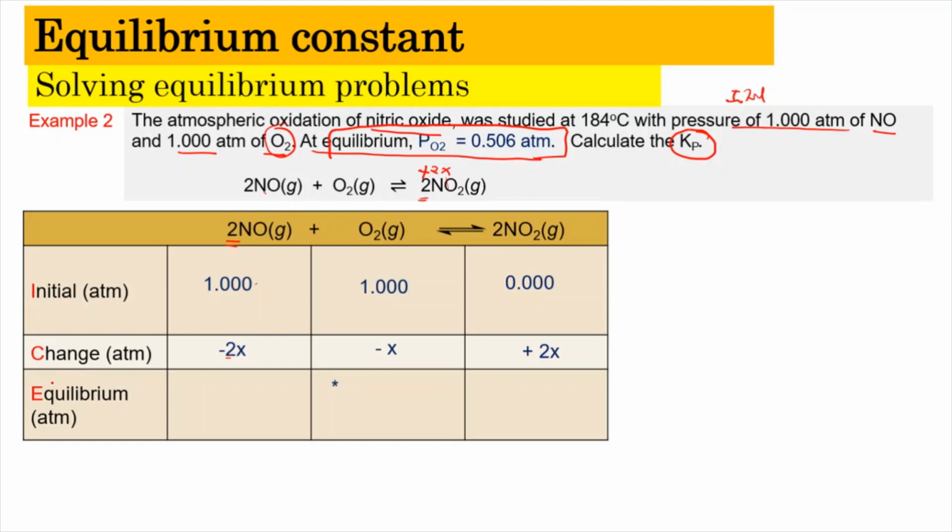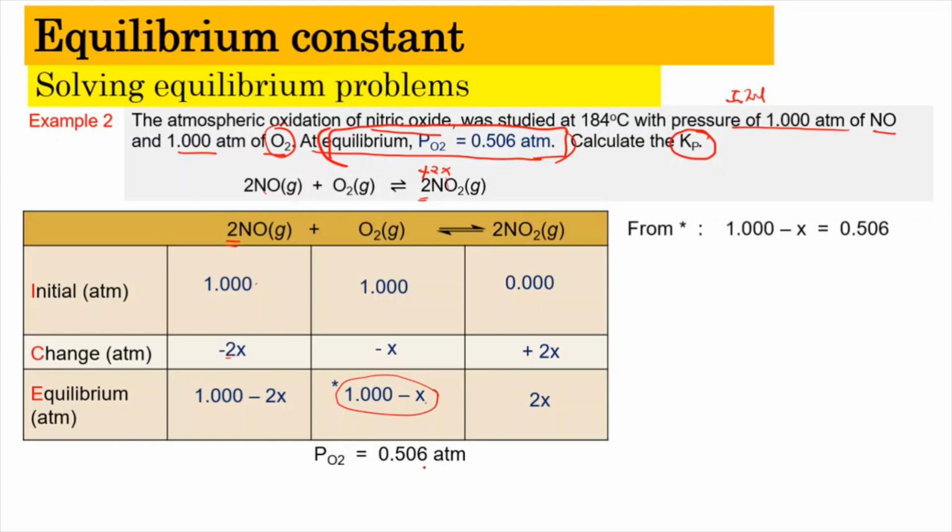And for the partial pressure at equilibrium, we're going to add up together, which is 1 minus 2x for NO. And then it's going to have 1 minus x for the oxygen. And for the nitrogen dioxide, the final value at equilibrium is going to be 2x. And it was stated that at equilibrium, the partial pressure of oxygen is 0.506 atm. So we know that 1 minus x is equal to 0.506 atm, and we can find the value of x. Once we do the math, we're going to get the value of x to be 0.494.